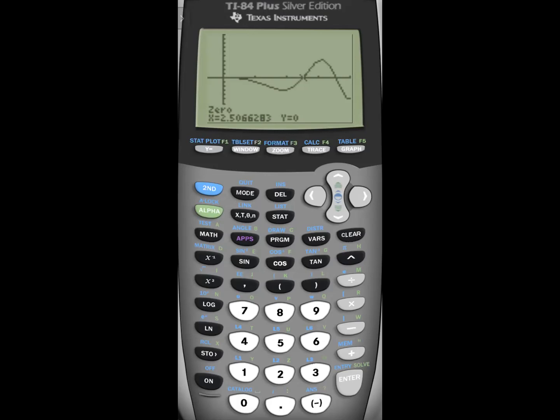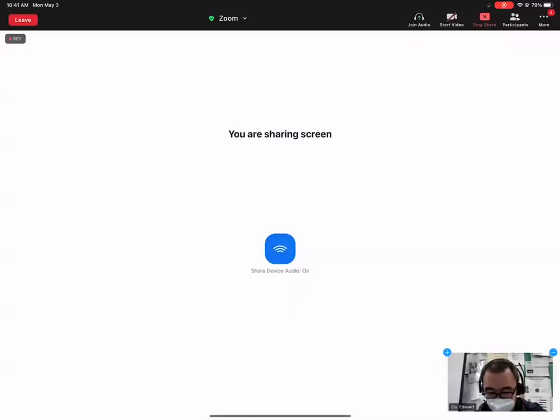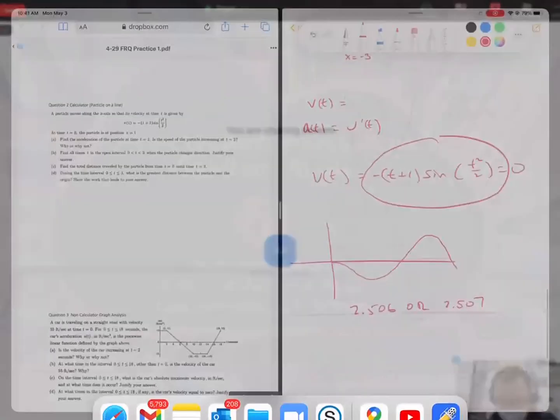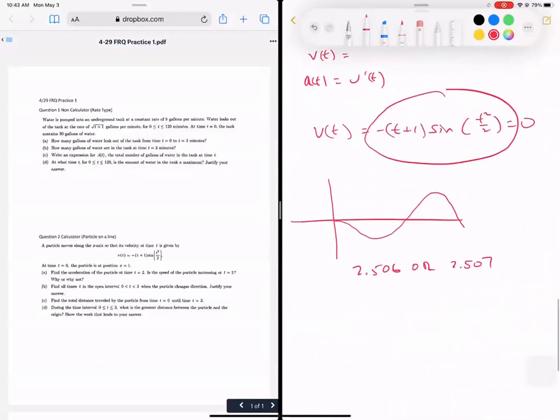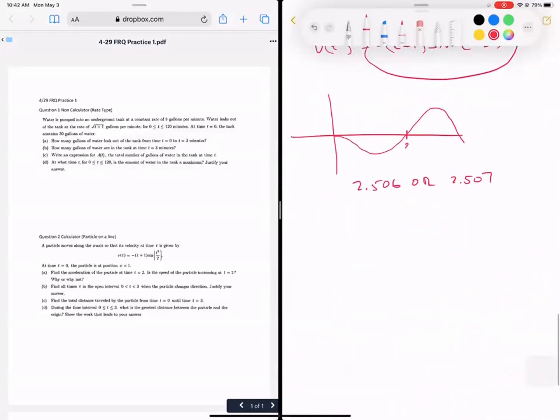Let's share the screen back now. So we realize this point here is 2.506. Our rule is that you change directions when you change signs. We are all negative here and positive here, so the only time we actually change directions is at this point.